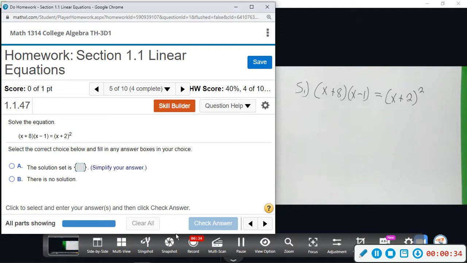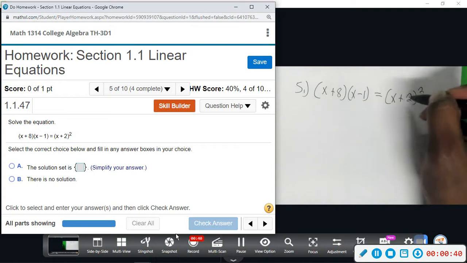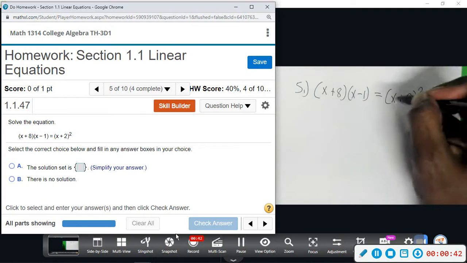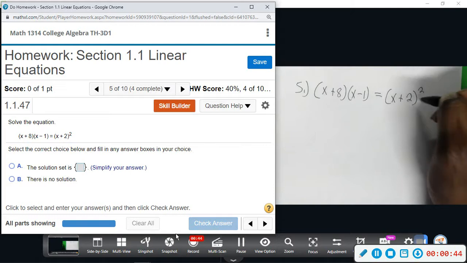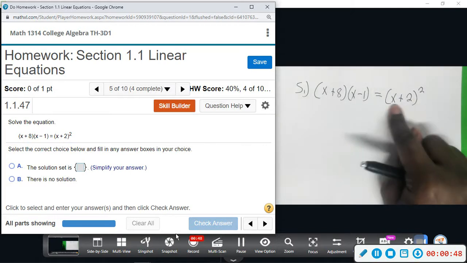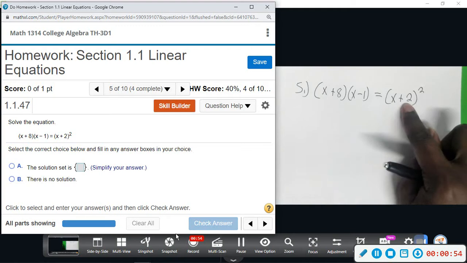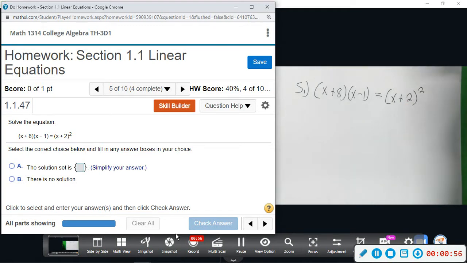Alright, so let me just make a note before we go. The freshman dream when we see this is to just square both terms and be done. You have to be careful. When you're squaring it, it means we're multiplying x plus 2 times itself. So it's always better to rewrite this out so you don't make that mistake of just squaring both terms and missing out on your middle term.